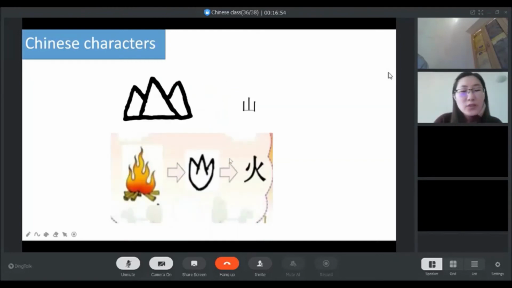And also this one. The original word of mountain in Chinese is this. In ancient time, the written form of mountain is this. You can see it's like drawing the mountain, like painting a mountain. After that, it changed to be this one. Nowadays, we use this word to be mountain. You can see it's still like the original one, mountain.